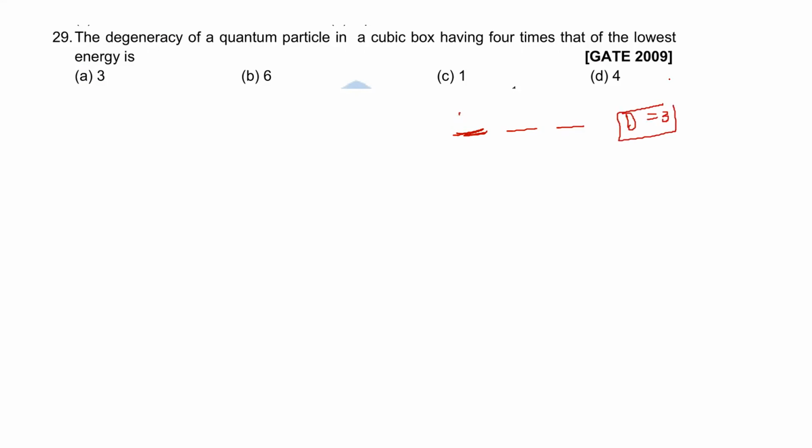So in the question, they are asking us to find the degeneracy of the quantum particle which is present in the cubical box and whose energy is 4 times that of the lowest energy. So first we need to find the lowest energy.